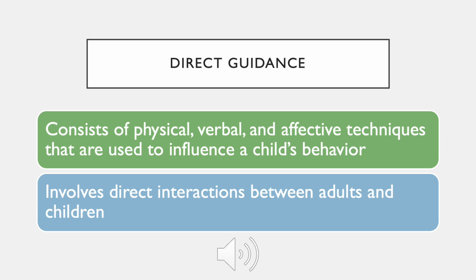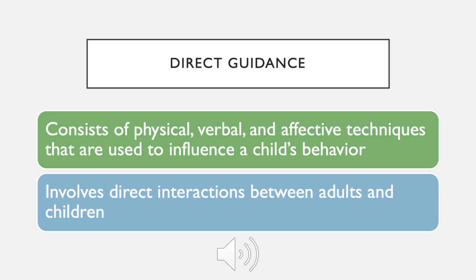Just to get us started, let's talk a little bit about our definition for direct guidance. We already discussed what indirect guidance is, which is our behind-the-scenes work that we're doing in order to influence children's behaviors. And now when we're moving into direct guidance, this is when we're actually engaging with the child. They are in front of us, we are in the same vicinity as them, and so direct guidance consists of everything that we are saying and doing in the moment with young children.